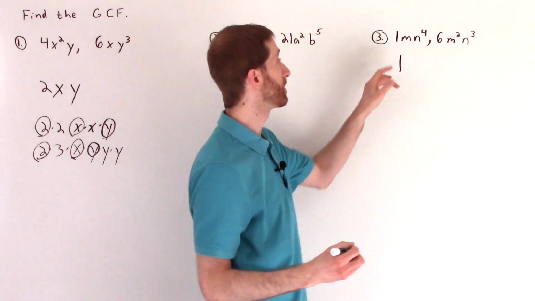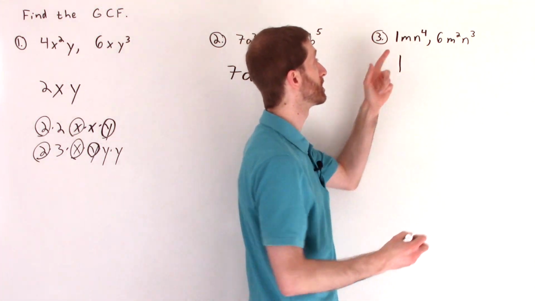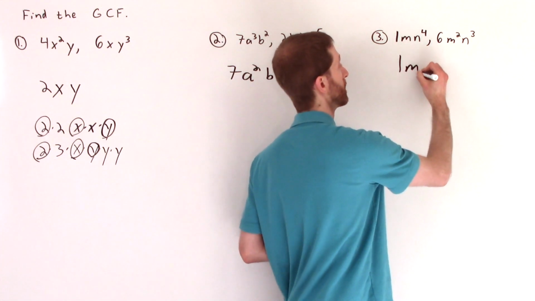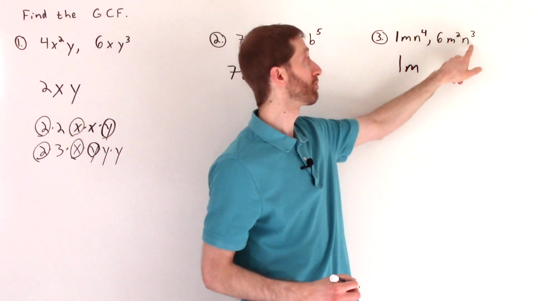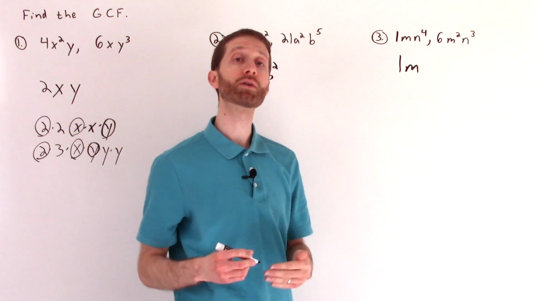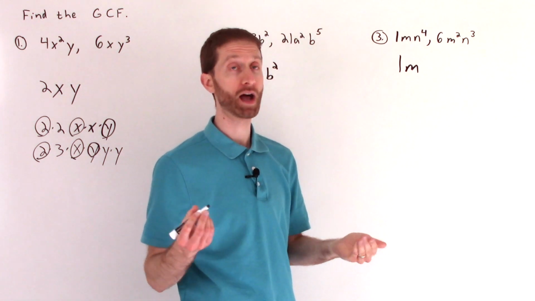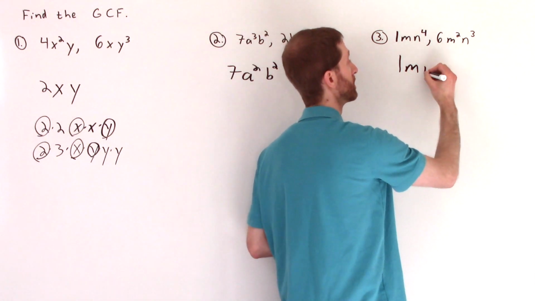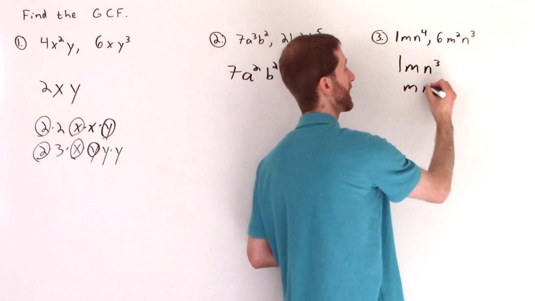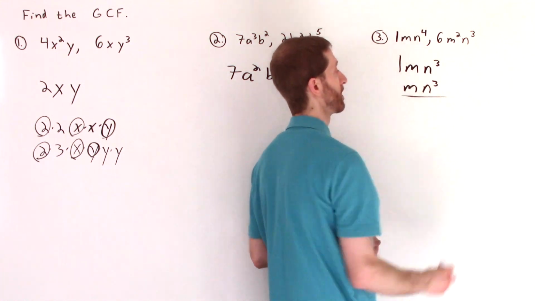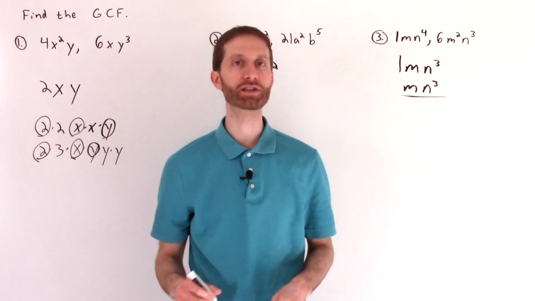We look at the m values. The highest power of m in each of these is just one of them. And then we look at the n values. There's 4 n's being multiplied here, 3 n's there. So the greatest number of n's between both problems in common would be n cubed. So we'd simplify that down. 1 times anything is itself. And so that right there, m times n cubed, is your GCF.